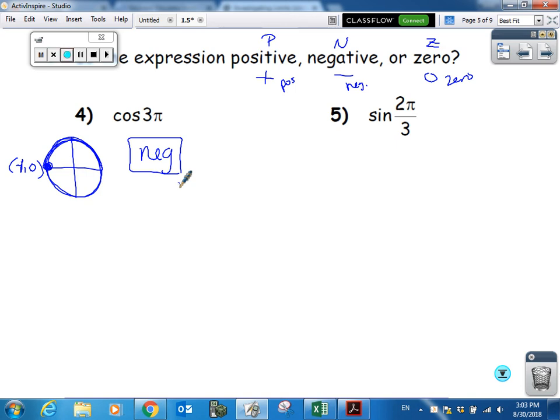2 pi over 3 is in a quadrant. It's in quadrant 2. So if we look at our unit circle, here's 2 pi over 3. We're in quadrant 2. We're looking for the y value. Quadrant 2, the y value is positive. If that had said cosine of 2 pi over 3, cosine is negative in quadrant 2 because x's are negative in quadrant 2.